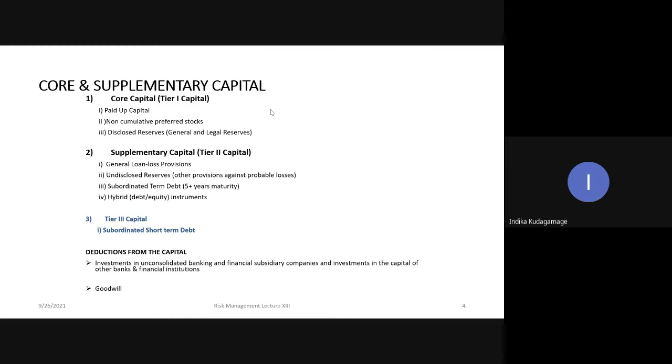But we have to deduct goodwill. In our balance sheets, you can see goodwill. You have to deduct goodwill because it is not a value, hardcore money, goodwill. Then investment in unconsolidated financial subsidiaries, banking and financial subsidiaries, companies, and investment in the capital of other banks. If we have invested in the capital of another bank, you have to take out that part from our capital. This is to see what is the actual money of the shareholders of the company, right?